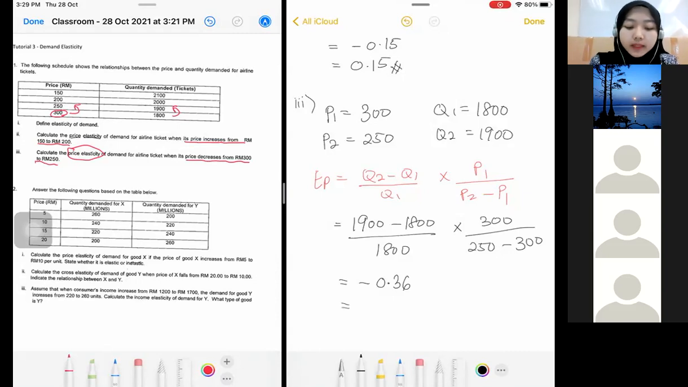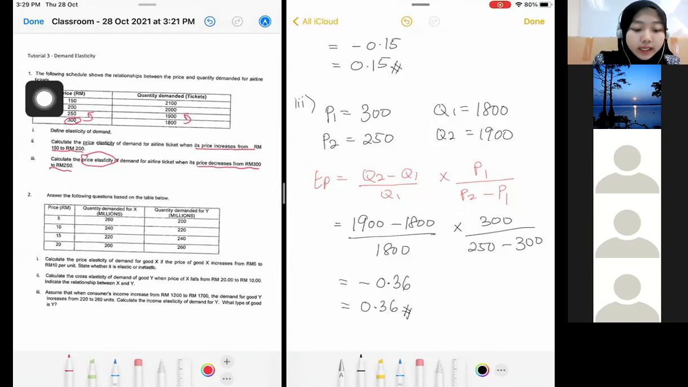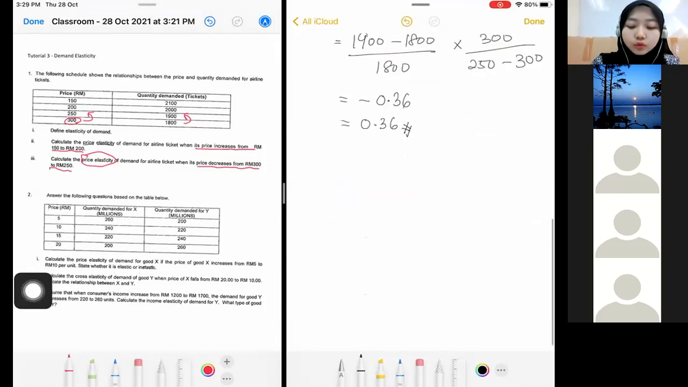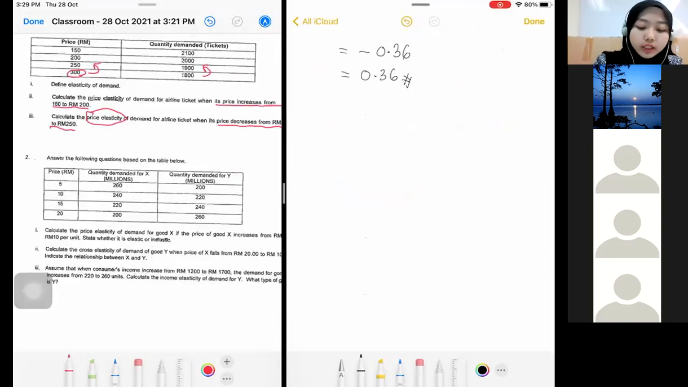Since we are calculating price elasticity, we don't need the negative. Just ignore the negative and put your final answer as a positive value. So only this. Okay, done. We have done the tutorial for number 1. And then let's take a look at tutorial number 2. This tutorial will ask you to elaborate your final answer. Let's take a look at the question.